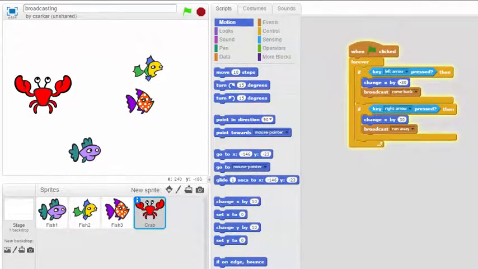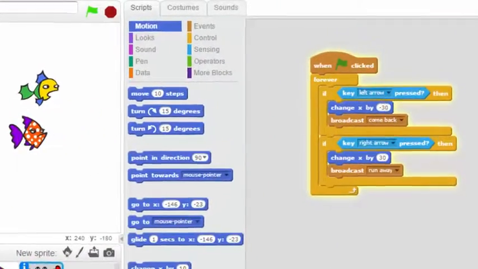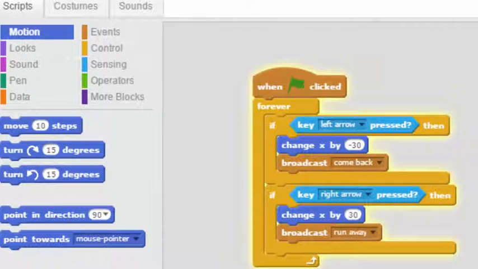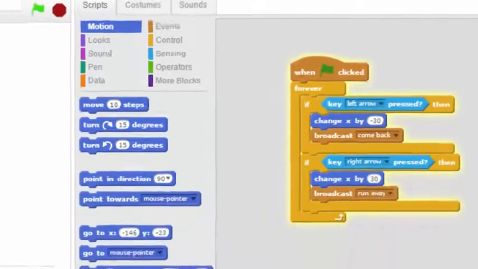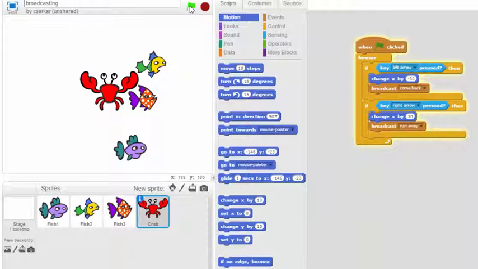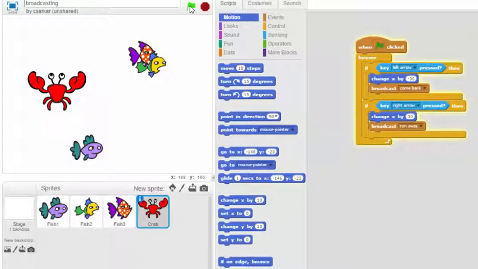On the right, you can see the code for the crab. The left and the right arrows move the crab under human control. That means the fish don't know when the crab is coming. Furthermore, if you look carefully, you'll notice that the crab never actually comes in contact with the fish. So we can't use the touch command to tell the fish when to go.